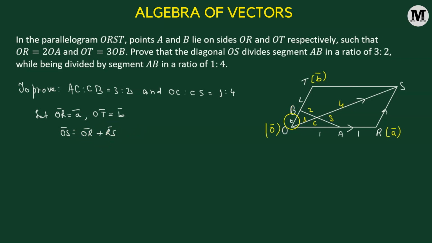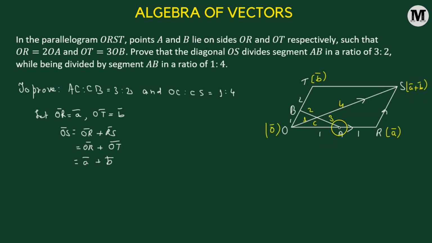So what is RS vector? That's equivalent to OT vector. So we have OR vector plus OT vector. OR vector means a vector, added to OT vector, which is b vector. Now that means the diagonal OS vector is going to be the sum of the position vectors of A and B. So let's note that down, we'll be using it. So we have a vector plus b vector.